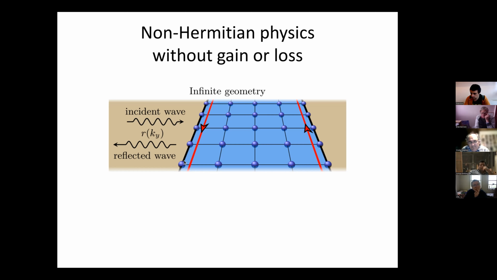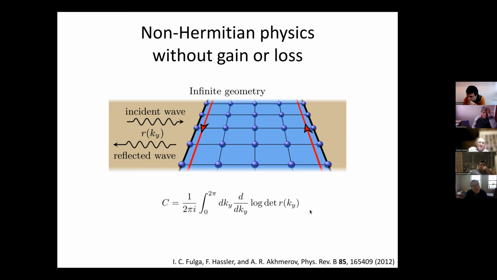But here I'm plotting an infinite geometry. So now the boundary between the waveguide and the Chern insulator is infinitely wide. It's translationally invariant, so I can describe the reflection matrix in terms of a momentum parallel to the boundary. And it turns out that the Chern number of the Chern insulator is given by this formula. It's the winding number of the determinant of the reflection matrix. This tells you the Chern number of this blue system.